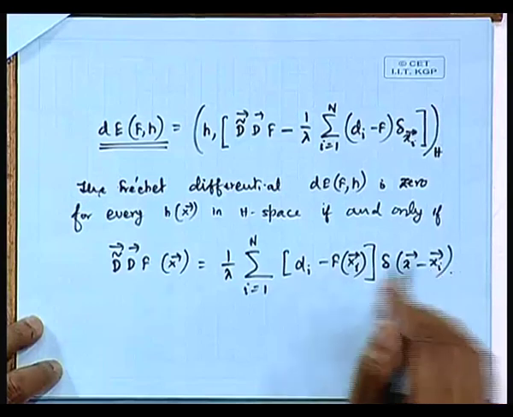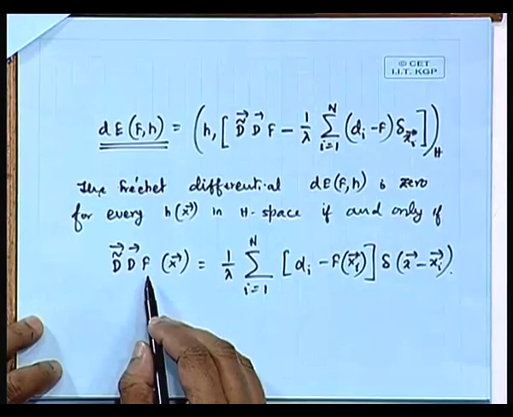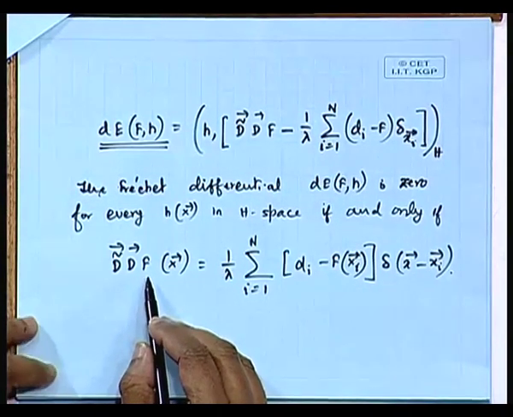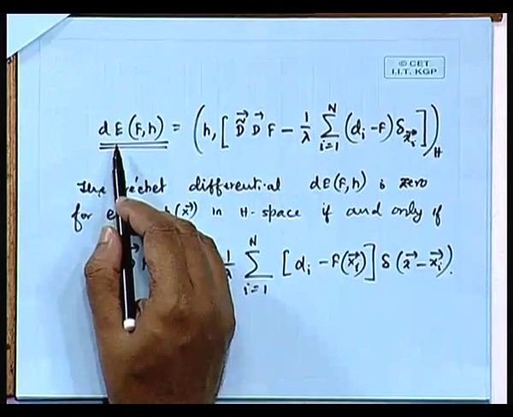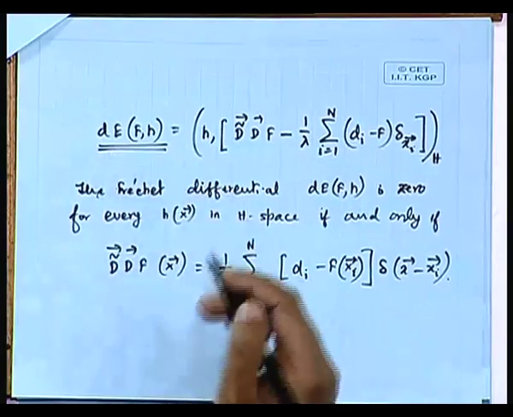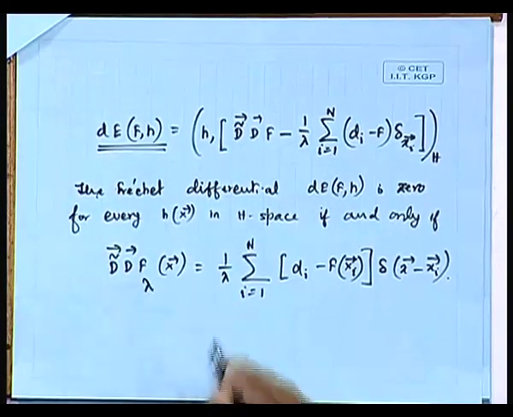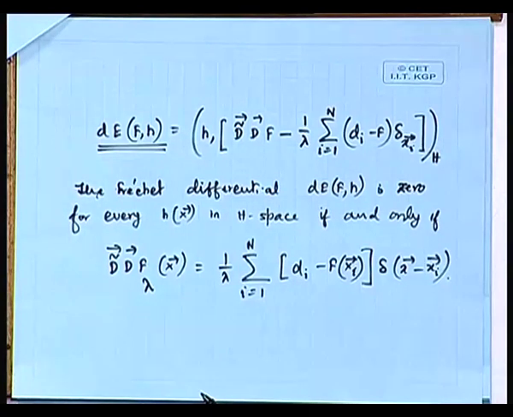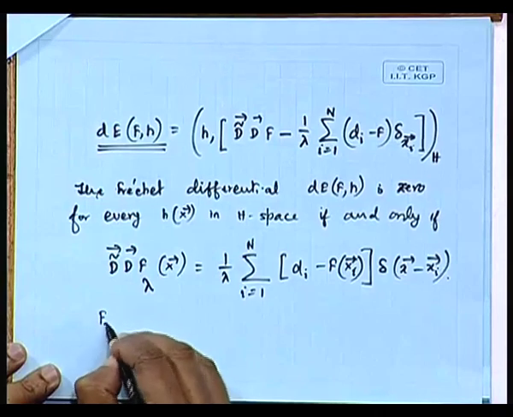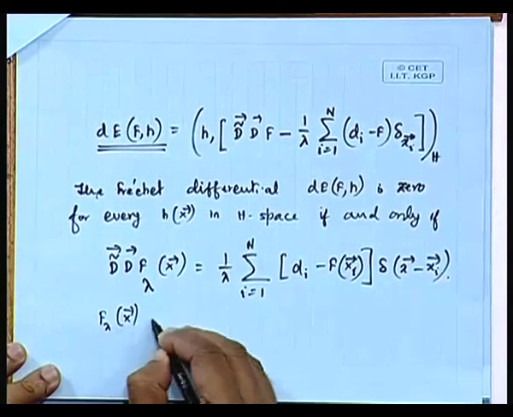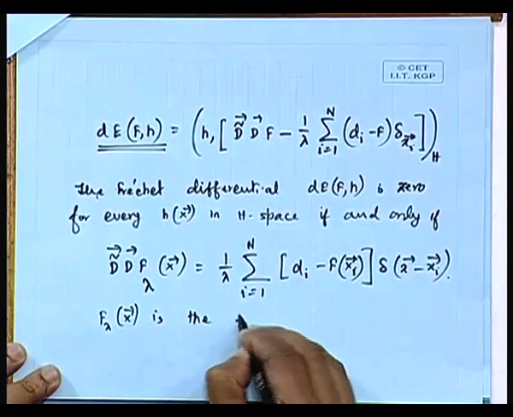And here we are writing it as f, and what is this f? This f is the f that we are looking for, that is the f at the extremum, because only at the extremum we are equating dE to 0. So, at the extremum we are writing it as f lambda, where f lambda of x is the extremum value.